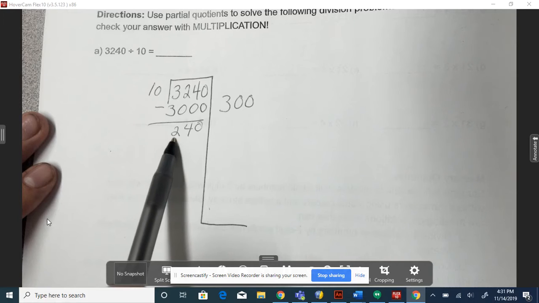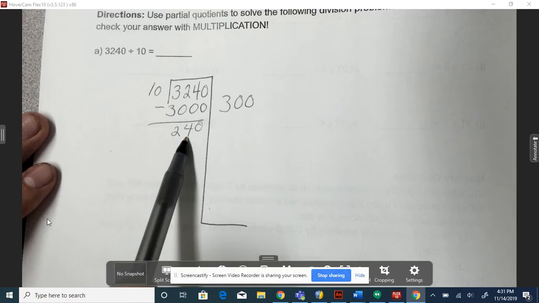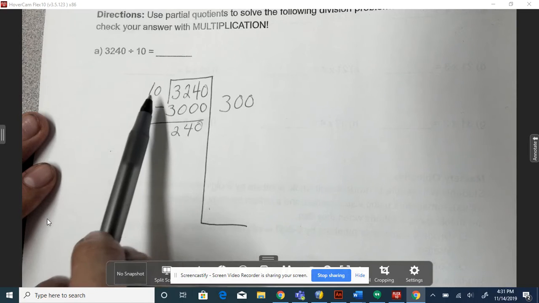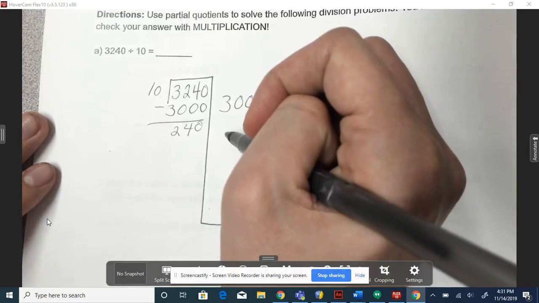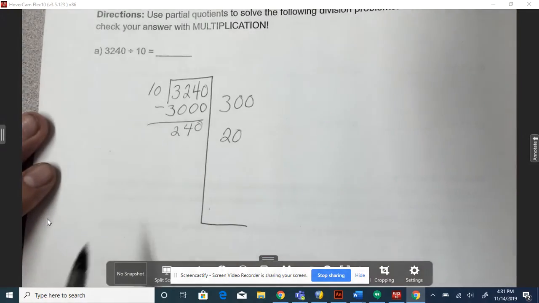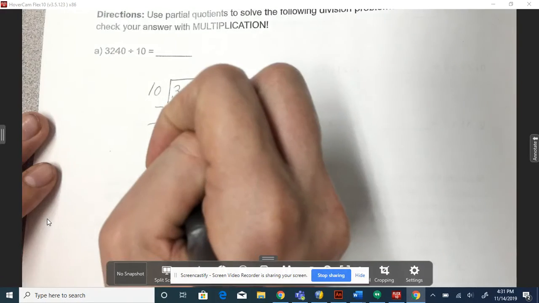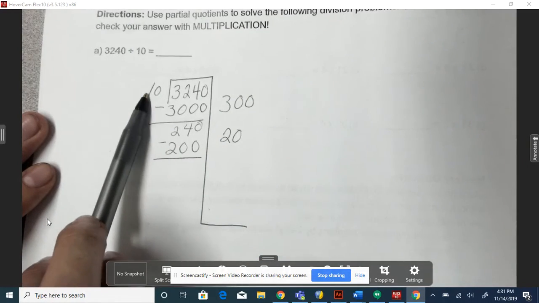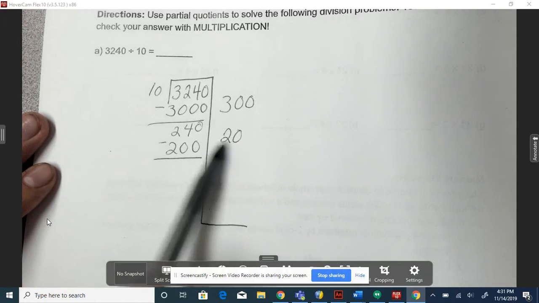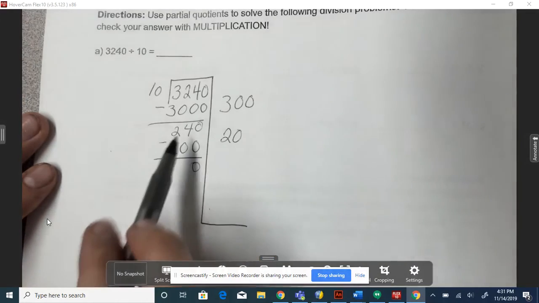I can't split up two hundreds anymore, but I see 24 tens, and I can split 24 tens into groups of 10. So 24 tens I can write as 20. 10 times 20 is 200. So let's see, I have 10 groups, 20 items in each group, so I'm crossing out 200 items. 0 minus 0 is 0, 4 minus 0 is 4, 2 minus 2 is 0.